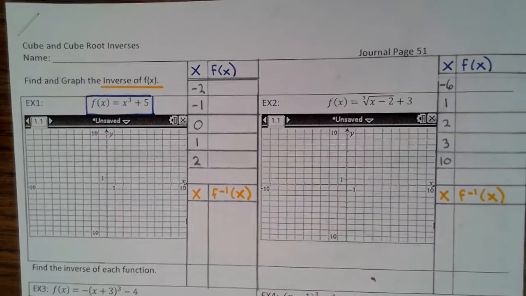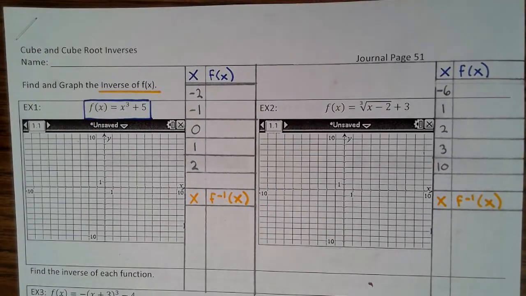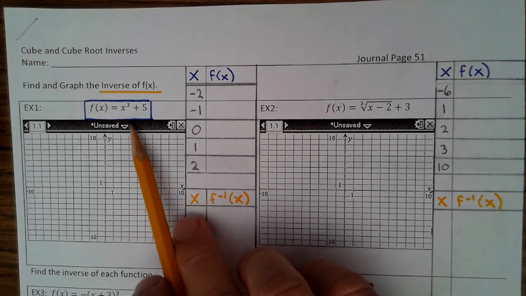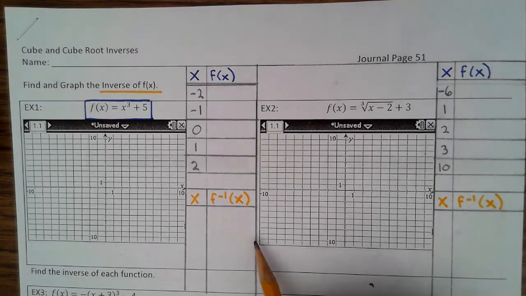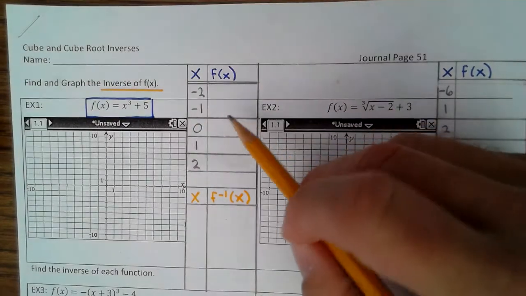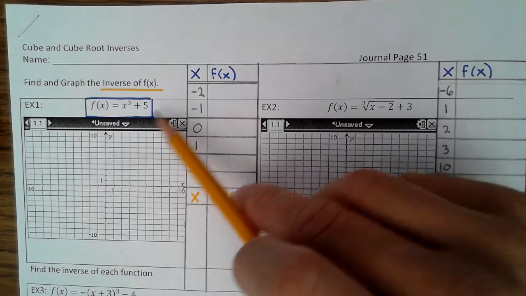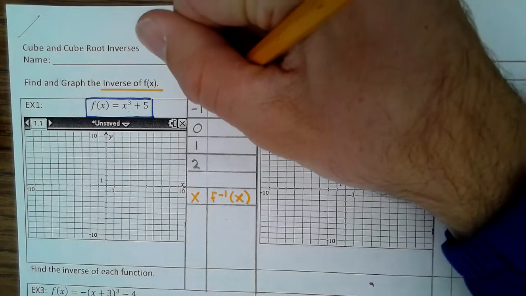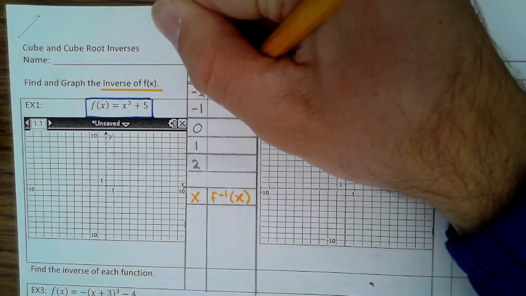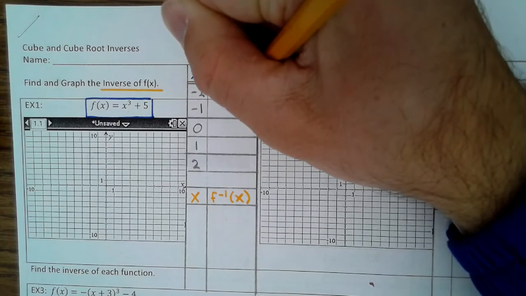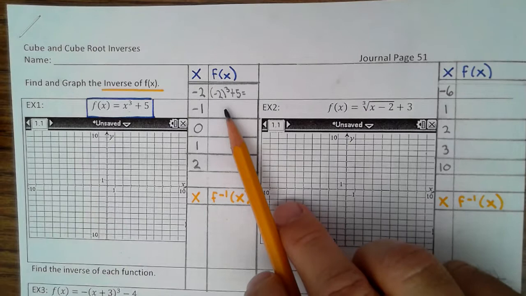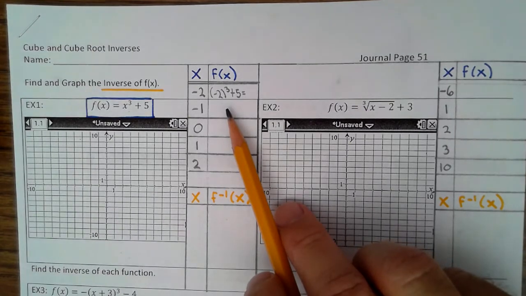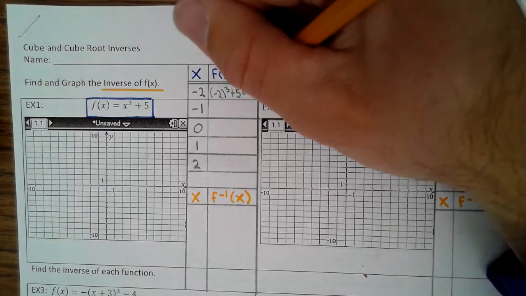Let's zoom in a little bit. All right. Find and graph the inverse of f of x. Okay, the first thing we need to do is graph f of x equals x cubed plus 5. Now it's important you pick values that will be able to graph. So let's pick -2 and substitute that in for x. So that's (-2) cubed plus 5. Well, -2 cubed is -8 plus 5 is -3.